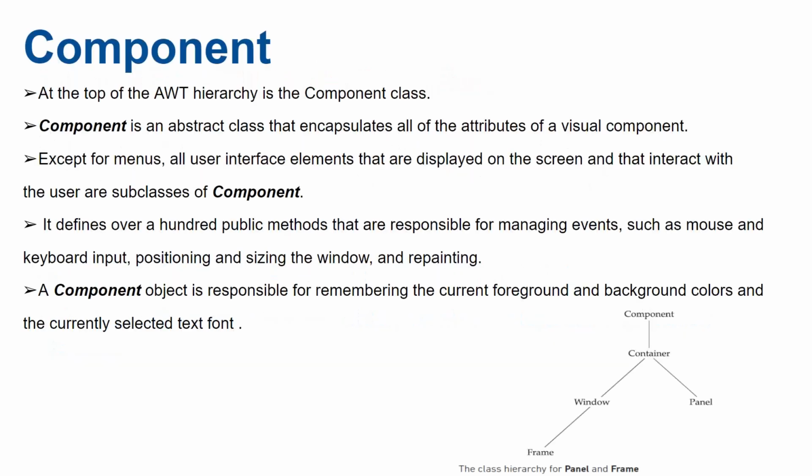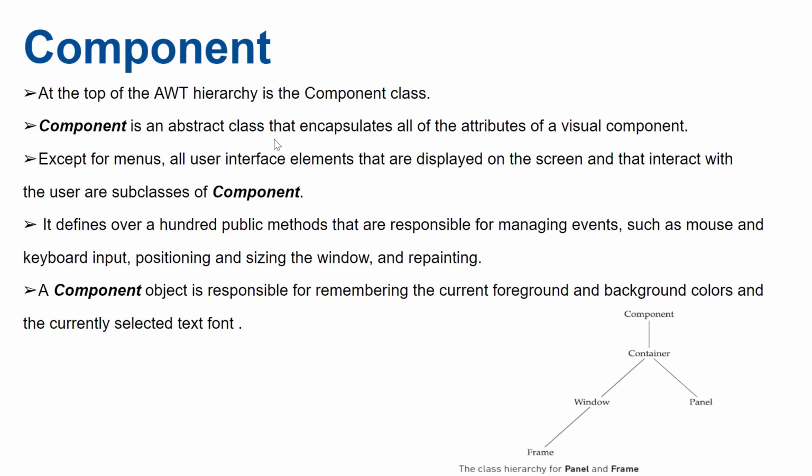Okay, so components. Here we learn about the components. Before discussing the components, I have mentioned an image, that is a class hierarchy for Panel and Frame. So the topmost class is Component, and inside Component there is Container. Container is also categorized into two subclasses, that is Window and Panel, and Window also has a subclass, that is Frame. Okay, so at the top of the AWT hierarchy is the Component class.